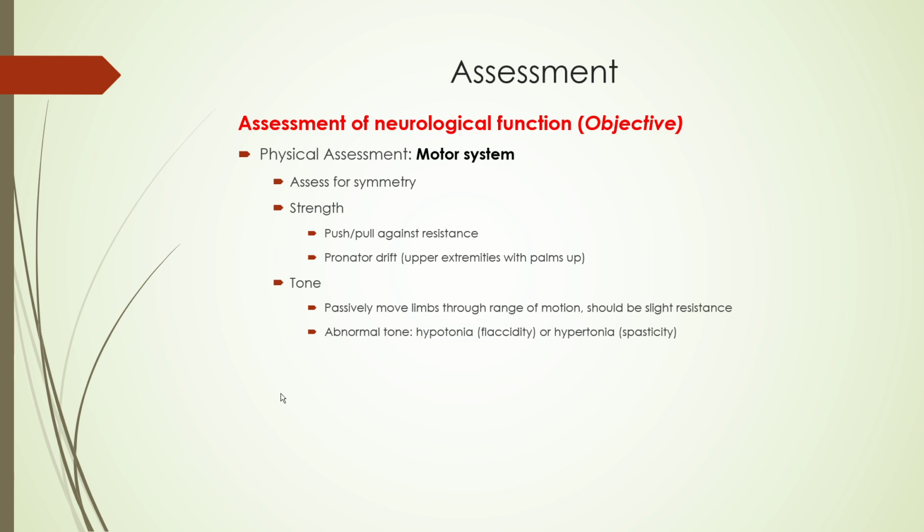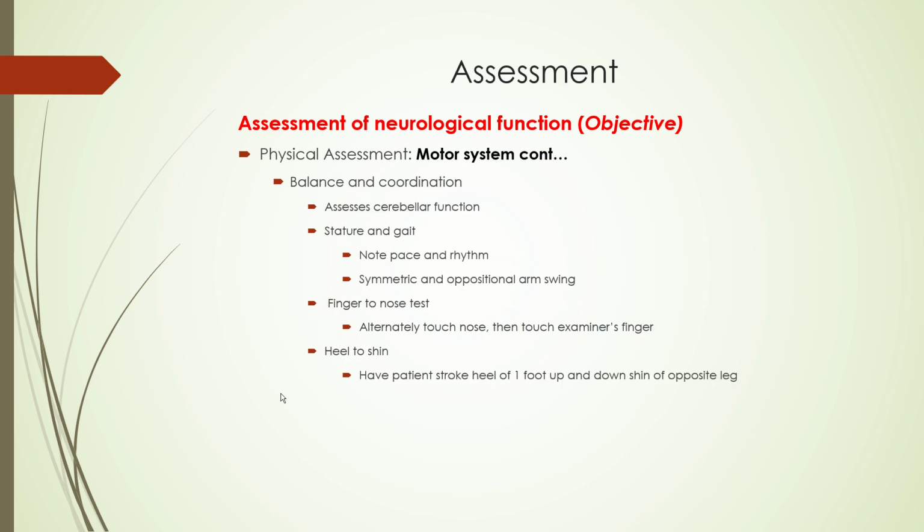The next one would be tone. So passively moving the limbs through range of motion. There should be a slight resistance from the patient. Abnormal tone, we can have two different kinds. So flaccidity of tone, which would be called hypotonia, so the patient's having no tone whatsoever, or hypertonia, which is spasticity. That would be where they are having an aggressive spastic kind of response as you're assessing. Okay, the next one would be balance and coordination.